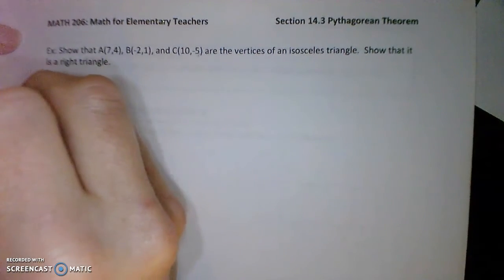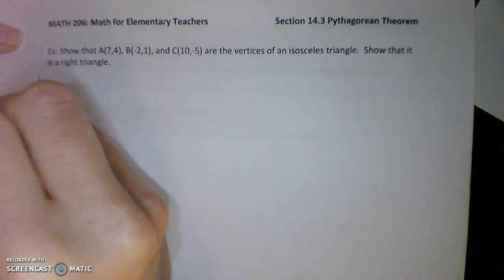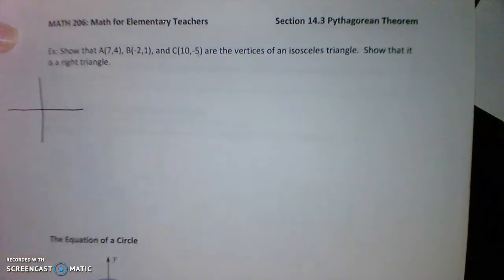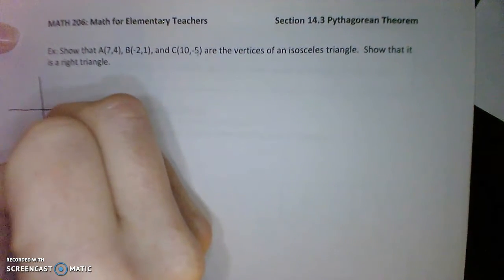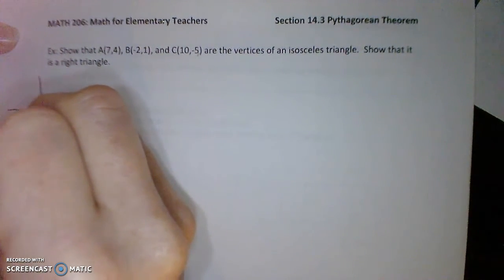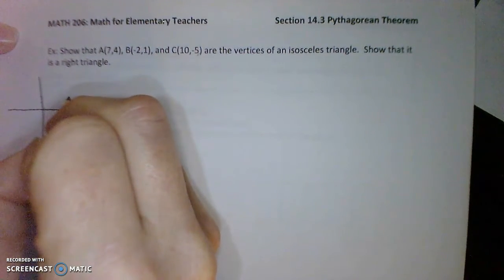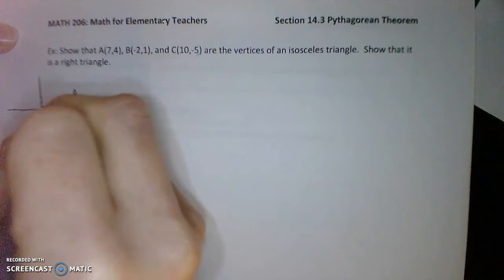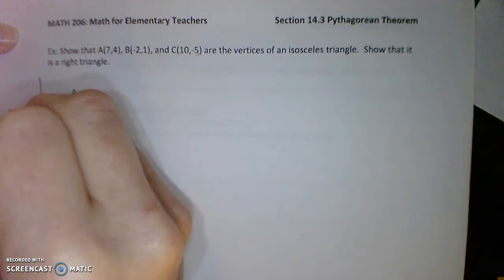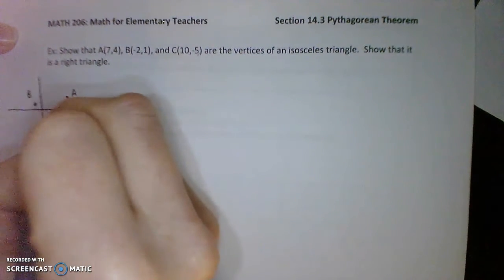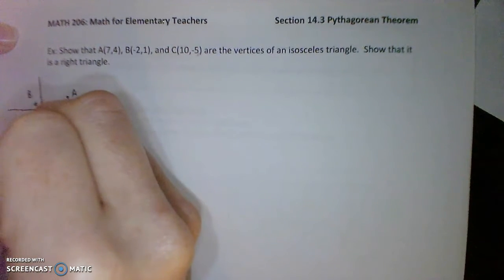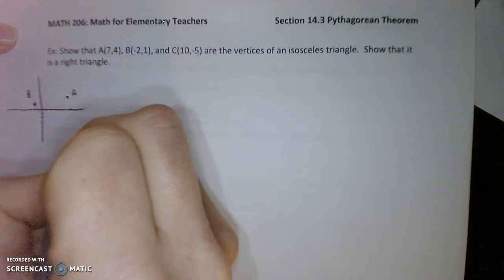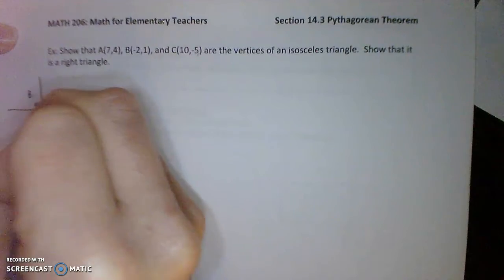So basically, here's just a rough sketch of what's happening. If you have the point A is 1, 2, 3, 4, 5, 6, 7, 1, 2, 3, 4, so 7 units to the right, 4 units up. Here's A. B is 2 units to the left and 1 unit up. Here is B. And C is 10 units to the right and 5 units down. 1, 2, 3, 4, 5. So here is C.